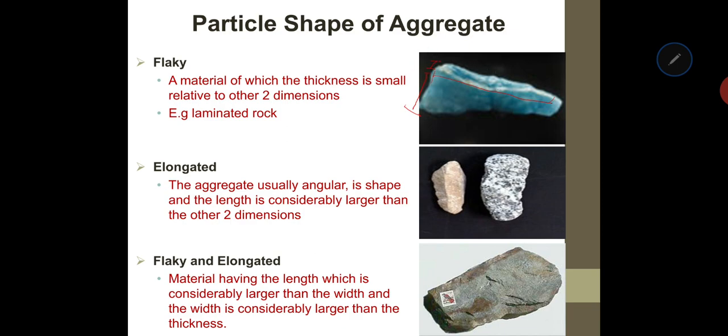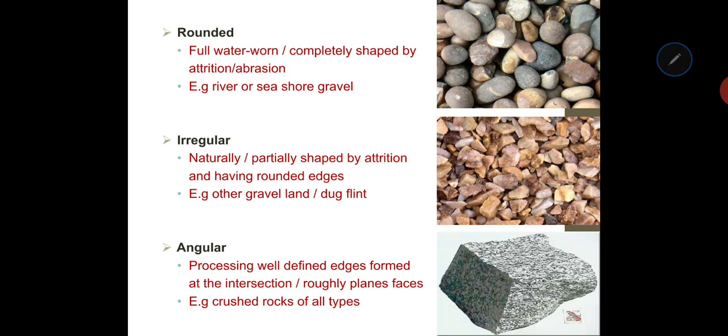The example for flaky shape is laminated rock. Next is elongated. The aggregate is usually angular in shape and the length is considerably larger than the other two dimensions. For flaky and elongated material, the length is considerably larger than the width, and the width is considerably larger than the thickness. Next we have rounded aggregates. The picture shows exactly what rounded aggregates look like. It is fully water worn, completely shaped by attrition or abrasion. The example for this kind of aggregate is river or seashore gravel.